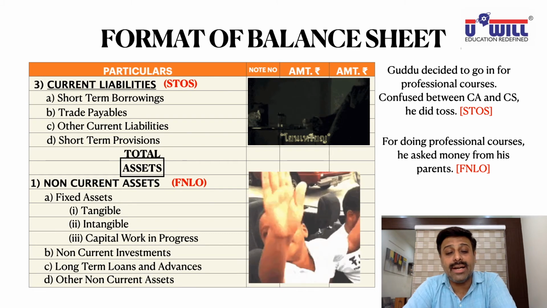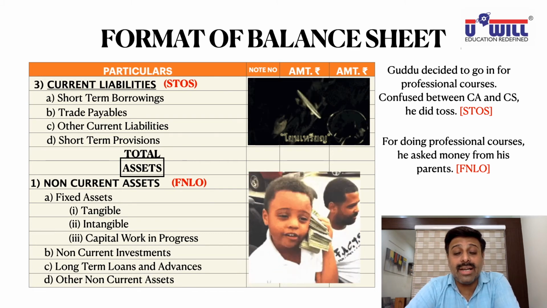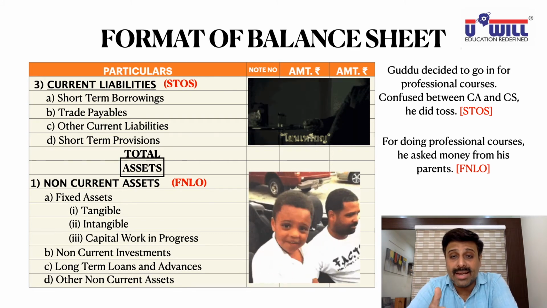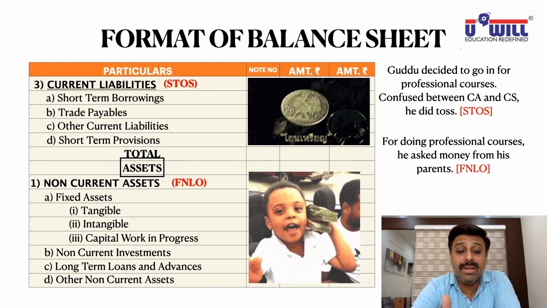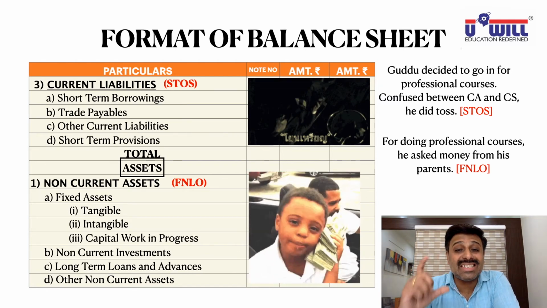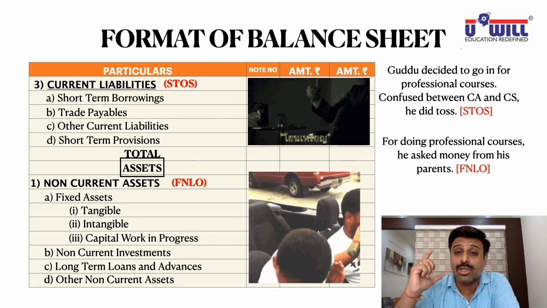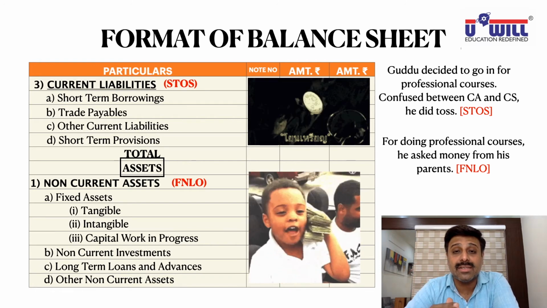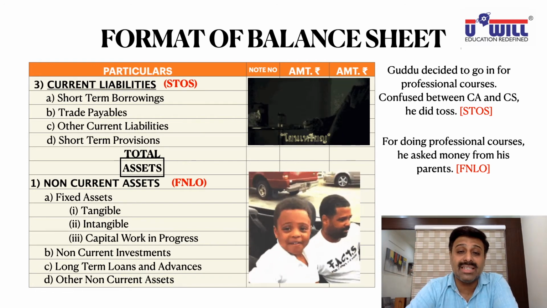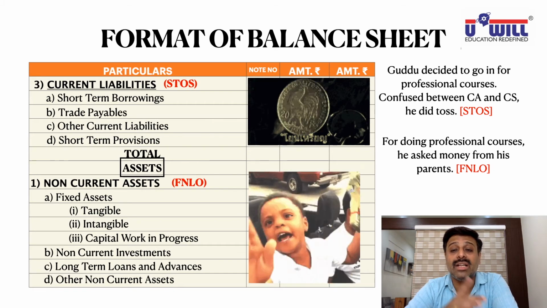And other non-current assets. Okay. Now other non-current assets means, you can write an example in bracket, discount on debentures. They are fictitious assets. We have been studying fictitious assets in 11th, 12th standards. They are expenses. They are not assets, but we show them on the asset side. They come in the category of other non-current assets.